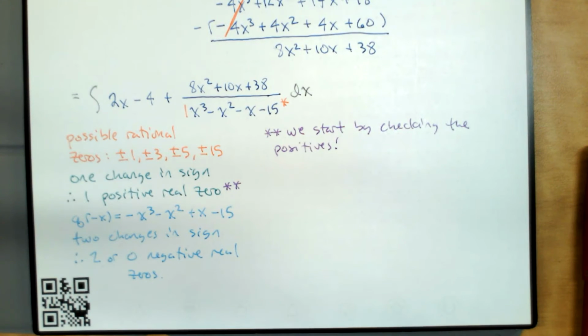Once we find that one positive real zero, we will be looking at a quadratic. We'll divide it out, and then the quadratic, we won't have to do anything fancy to figure out. We'll just be able to look at the quadratic and decide if it has real zeros or complex zeros. Any questions?